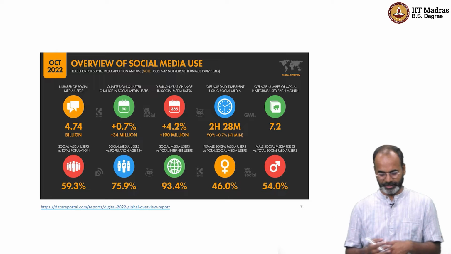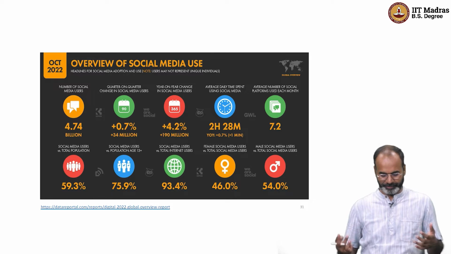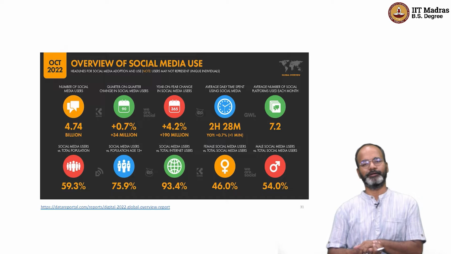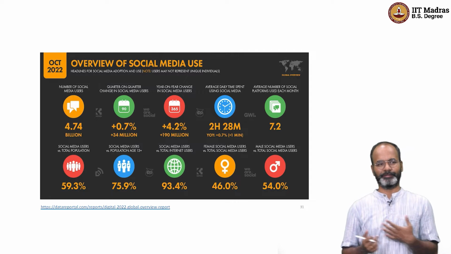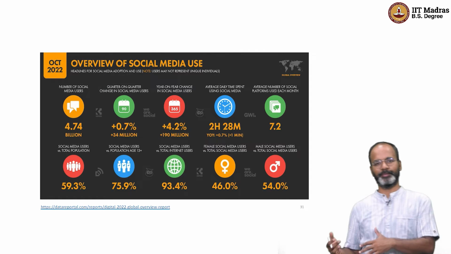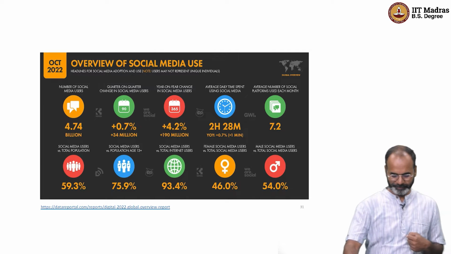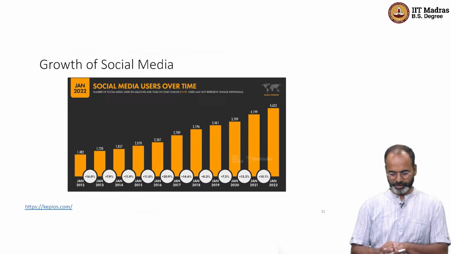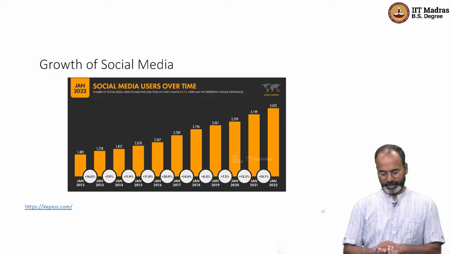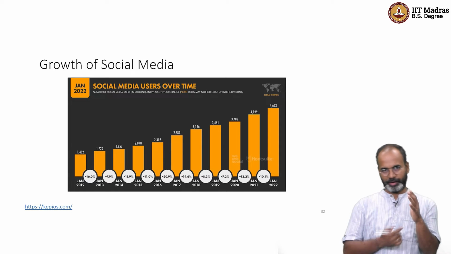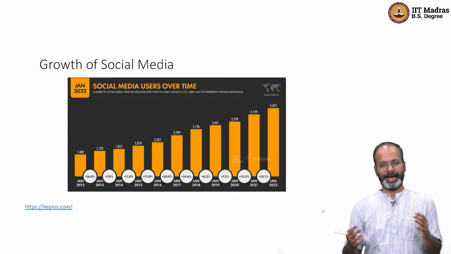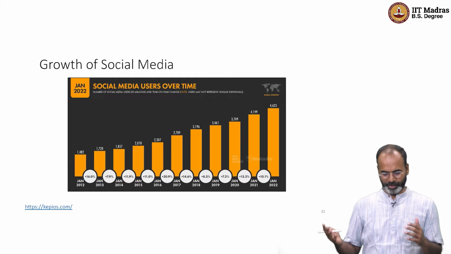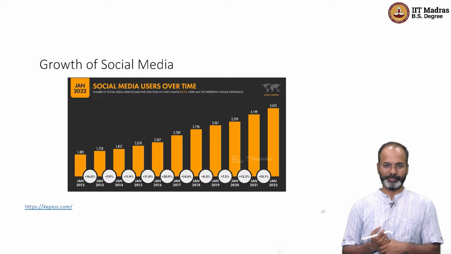Number of hours have increased. Everything is increasing, right? If you just look at this graph. Number of hours that is being used, number of users getting onto this platform, number of new users getting onto this platform, number of old users creating more content, everything is increasing. This slide is to give you only the comparison of the same month across different years from 2012 to 2022. Jan of every year, what is the social media users over time.